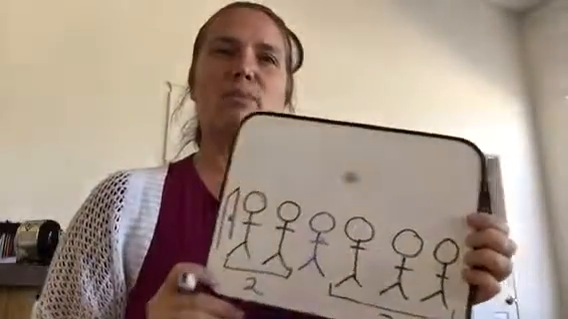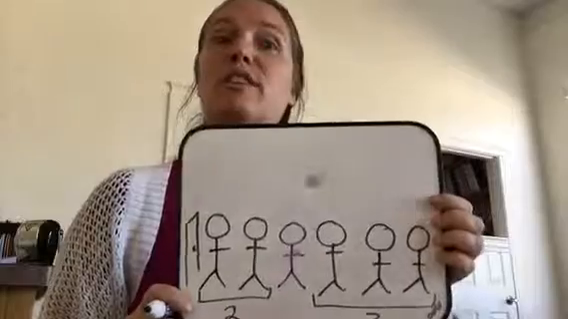So let's try another problem. I'll tell you a problem, and you see if you can figure this one out. Sarah was the second person in line in a group of 5 people. How many people were in front of Sarah? And how many people were behind? I'll give you a moment to draw your picture.